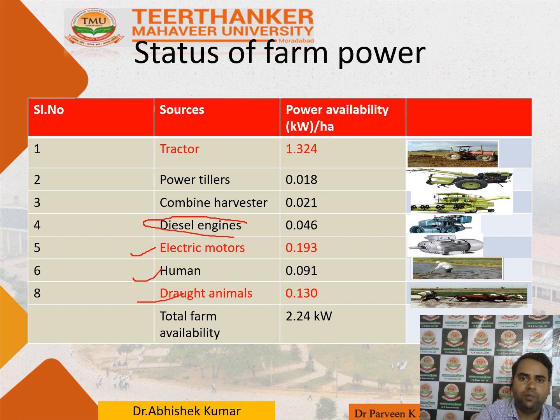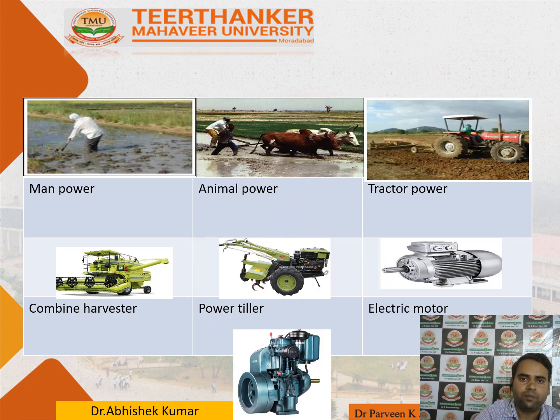And we can see here that the tractor has the maximum power availability, 1.324 kilowatt per hectare, and after that the draft animal power is reduced to 1.30. So the total sum of all the powers is 2.24 kilowatt per hectare.